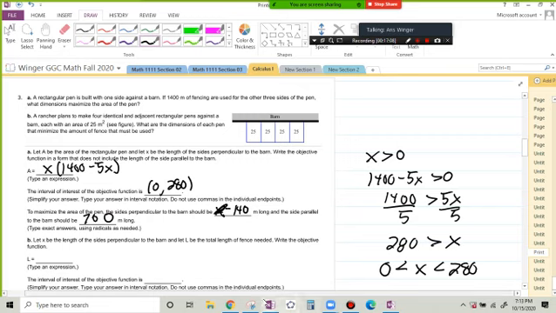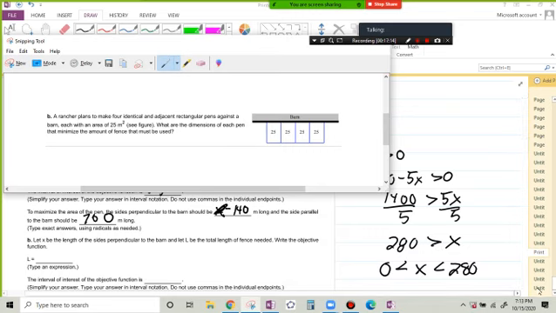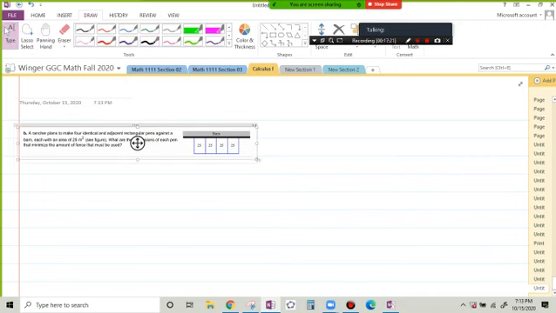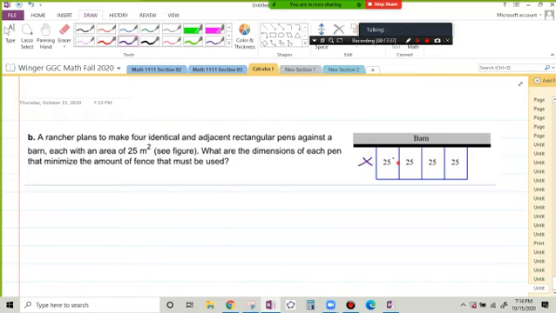For B, they're asking us a different question. I was mashing A and B together. A rancher plans to make 4 identical and adjacent rectangular pens against a barn, and now we'll give you the area of each one. What are the dimensions that minimize the amount of fencing used, right? So now we have x, x, x, x, x, right? And then we've got y. We can do all sorts of things, but if we do y, y, y, y, I wonder if we label that way, whether that's going to give us what we want.